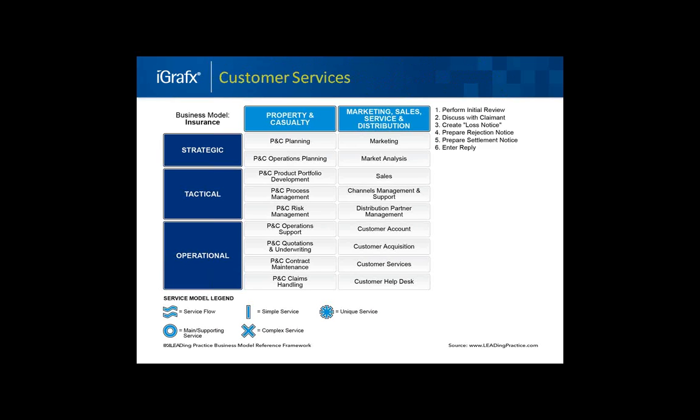So we have a customer calling in at a customer service. At the moment he comes with a property or casualty claim, certain steps happen where you perform initial review, discuss with claimant, create a loss notice, etc. So you would have certain steps. These steps and activities are defined within here, 1 to 6. Then I have a service flow. Please note, you see the sign here. I have a service flow from customer service to claims handling.